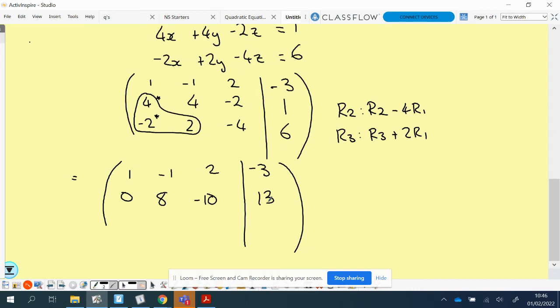Okay, let's look at row 3. I'm going to get a 0 in that first entry. Let's add 2 lots of row 1. Well, 2 plus 2 lots of negative 1 takes me back up to 0. Negative 4 plus 2 lots of 2, that's negative 4 plus 4, that gives me 0 again.